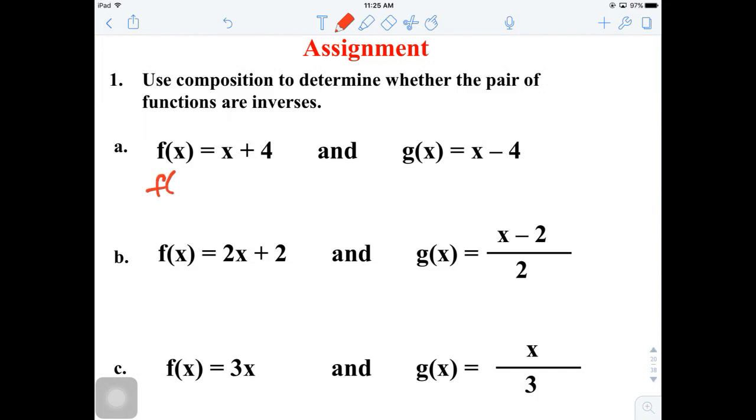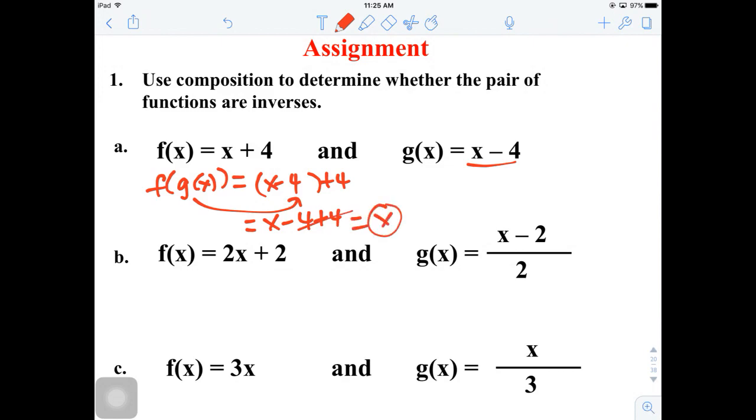We're going to verify f of g of x, where f of x is equal to x plus 4. What are we going to put inside? We're going to put g of x inside, right? So g of x is x minus 4. And so we got x minus 4 plus 4. The 4's cancel out, and we got x.